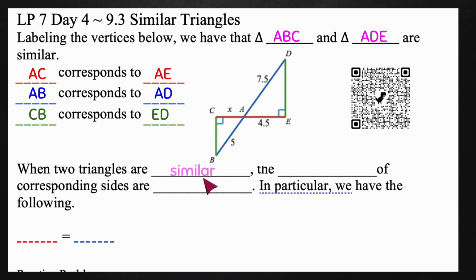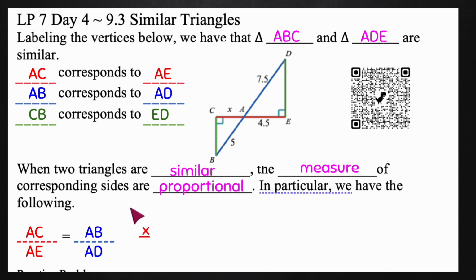So when two triangles are similar, the measure of the corresponding sides are proportional. In particular, we have the following. So we can write this proportion for this figure. So I'd have AC corresponding to AE, and then I'm also using AB to AD. And I'm focusing on AC because I need the length for that one. And I'm also focusing on the blue lengths because I have both of these blue lengths. I don't have either of the green, so I'm not going to focus on those two.